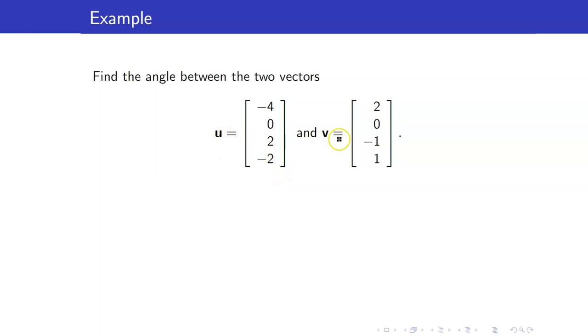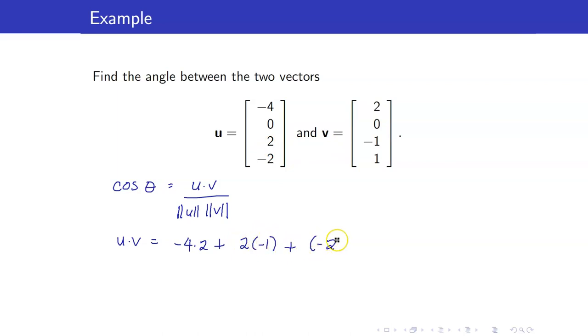Suppose that u is this vector and v is this vector. Let us find the angle between these two vectors. Let me write the formula. The cosine theta is u dot v all over norm of u times norm of v. U dot v is equal to negative 4 times 2 plus 0 times 0, 2 times negative 1 plus negative 2 times 1. So we have negative 8 minus 2 is negative 10 minus 2 is negative 12.